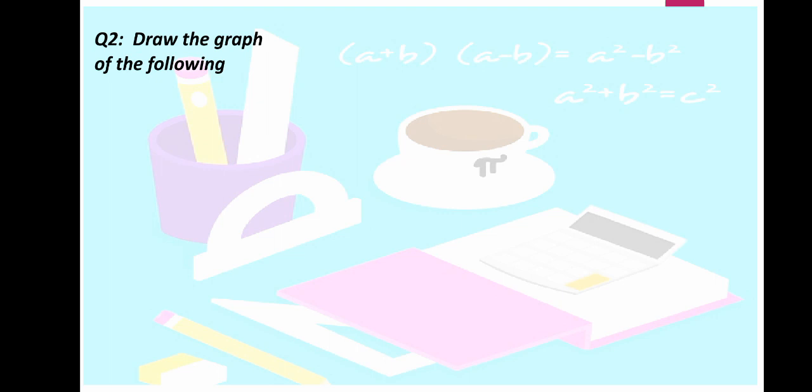Today we will discuss exercise 8.1 question number 2. Question number 2 is draw the graph of the following. First part is x is equal to 2.